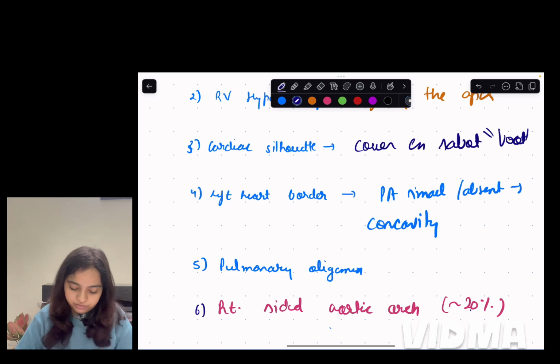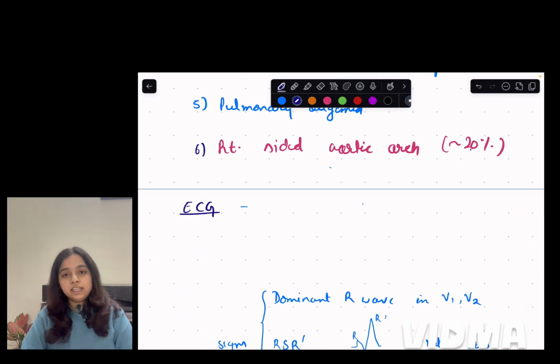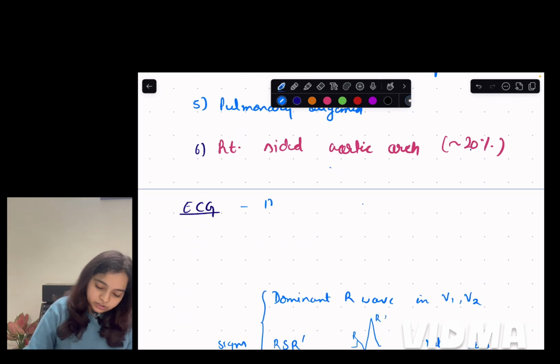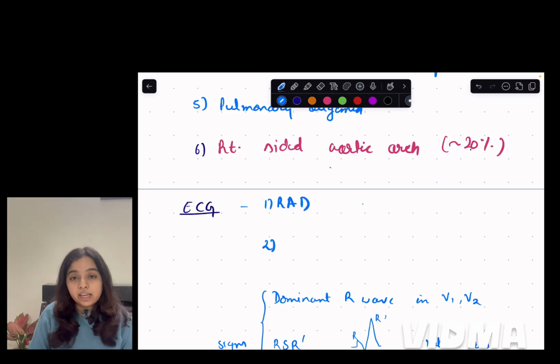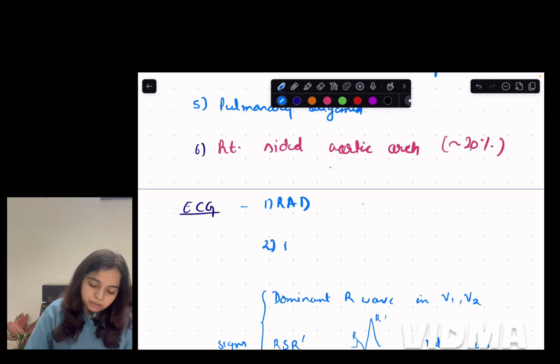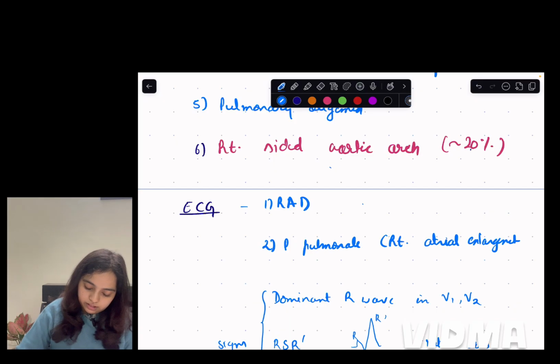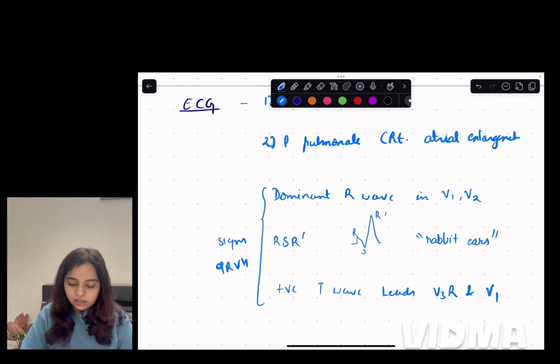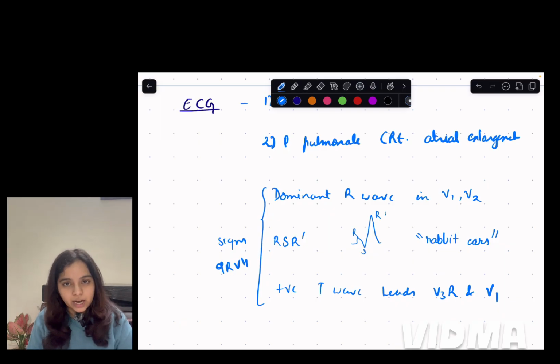So now the ECG findings which you can see. ECG findings involve right axis deviation. Second, there can be right atrial enlargement, which can lead to P pulmonale. And the signs of right ventricular hypertrophy you can see will involve the dominant R wave in the right precordial leads V1 and V2. There is an RSR' pattern, which is a rabbit ear pattern, which you can see in the right-sided precordial leads as well. It all signifies right ventricular hypertrophy, and usually the T waves are inverted in V3R and V1, but they will be positive in cases of RVH.